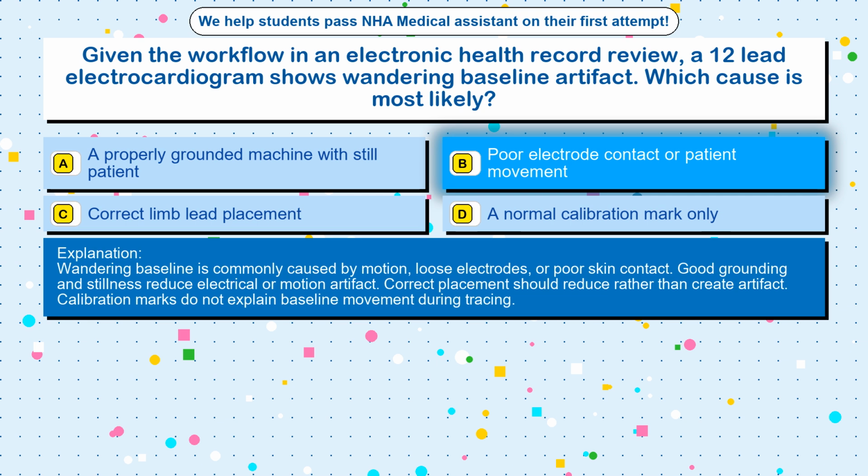Wandering baseline is commonly caused by motion, loose electrodes, or poor skin contact. Good grounding and stillness reduce electrical or motion artifact. Correct placement should reduce rather than create artifact. Calibration marks do not explain baseline movement during tracing.